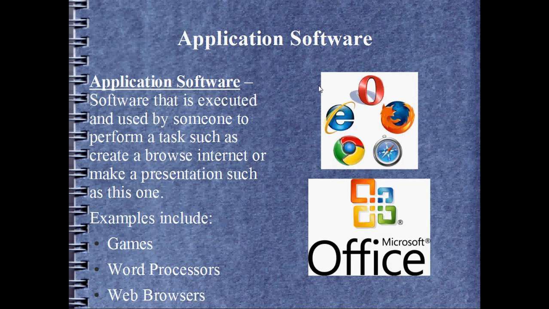Now, application software. That's really just used to perform a task. It doesn't really control hardware. Good examples are games, word processors, and web browsers, and it really just deals with what the user wants and what the user needs rather than controlling anything.